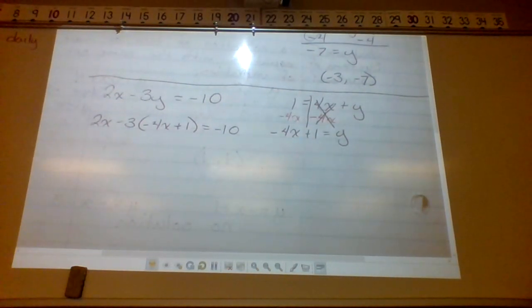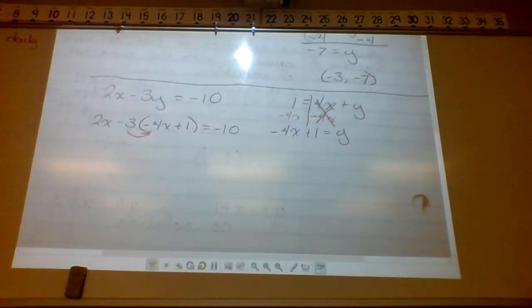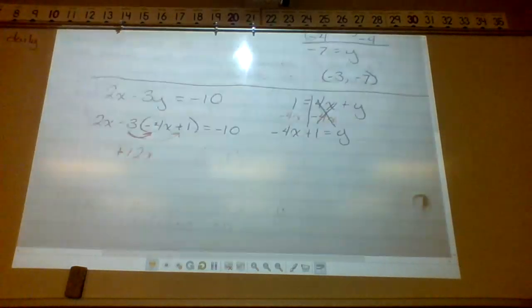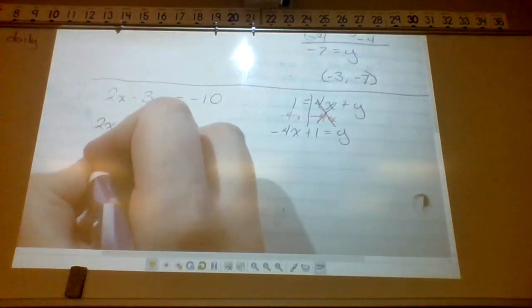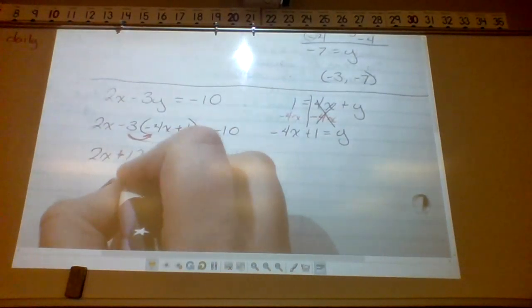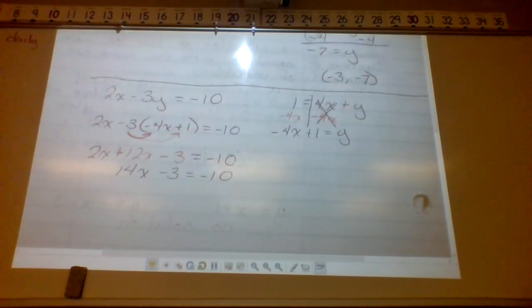Now what? Multiply. What are we distributing? Is it 3 or is it negative 3? It is negative 3. So, what is negative 3 times negative 4x? Positive 12x. What is negative 3 times 1? Negative 3. You still have that 2x equals negative 10. What would we do at this point? What's 2x plus 12x? 14x. How? I added.